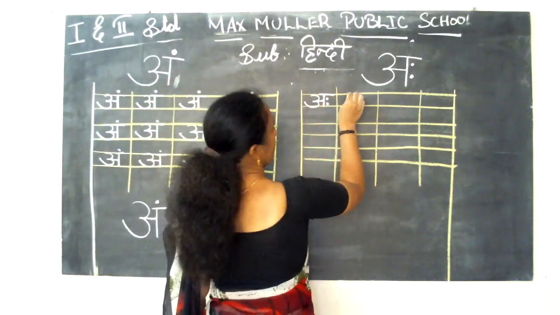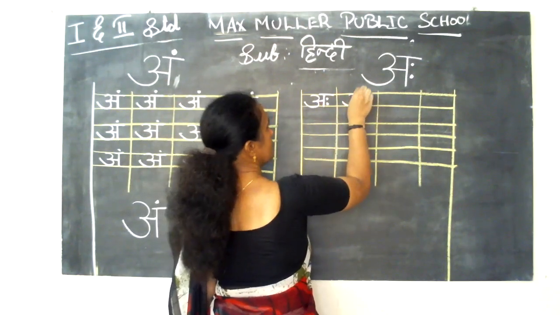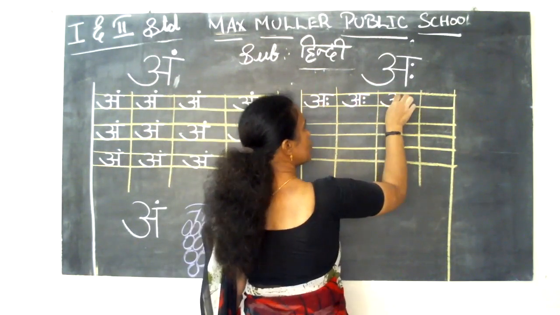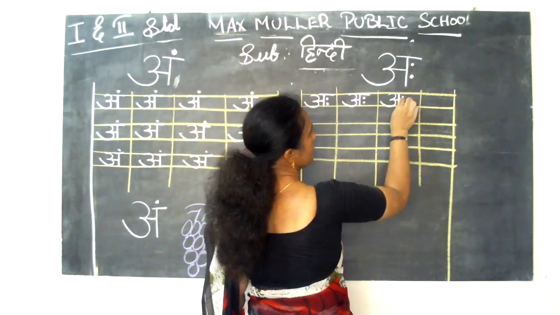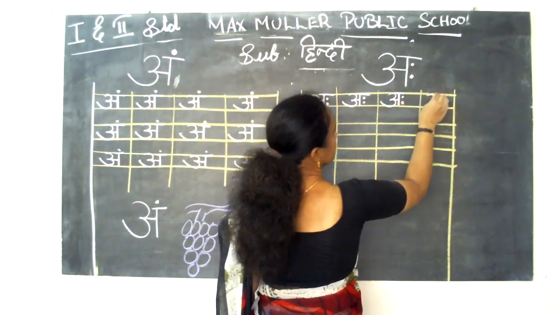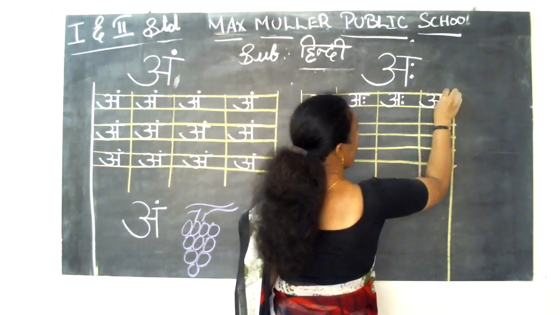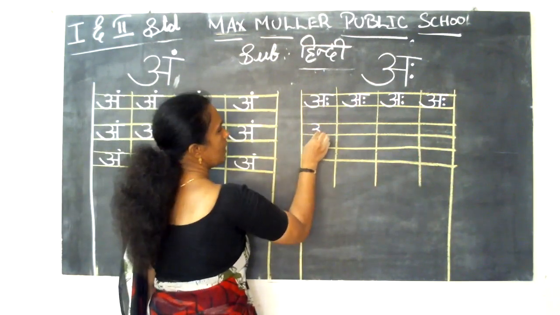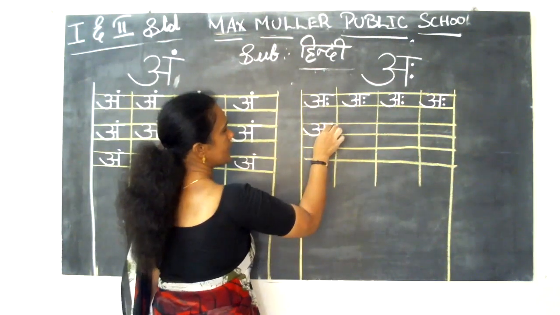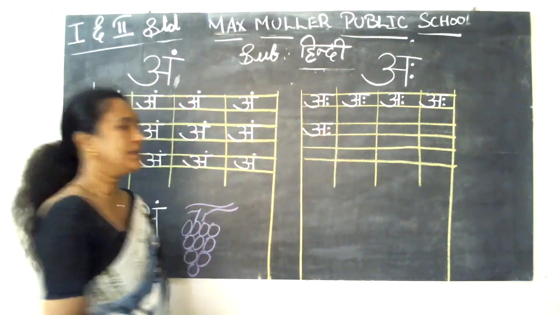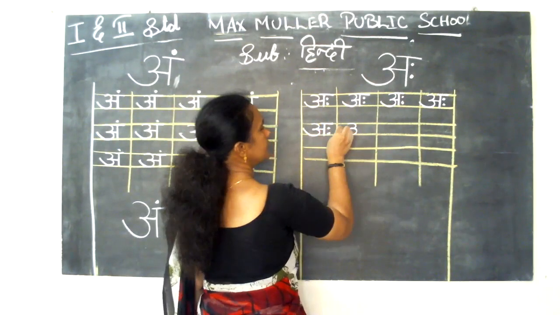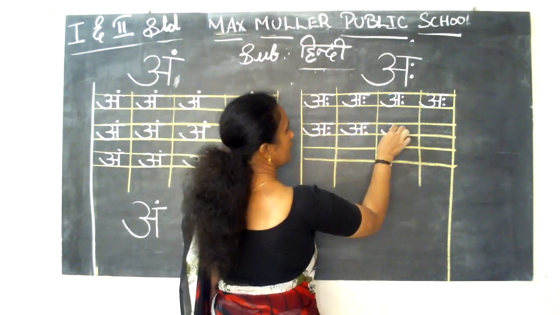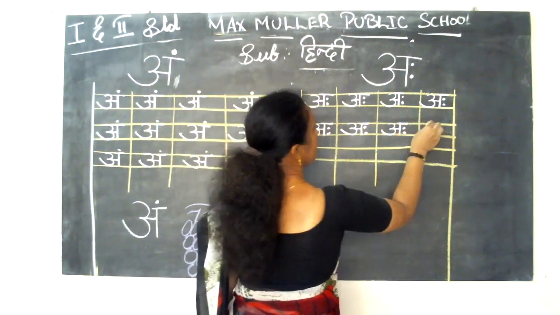Aha, okay, like this. Aha. Don't keep the dots too far. You have to keep the dots next to the line. Aha. Aha, okay, say and write. You have to say and write like this. Aha. Say angur, then aha. Like this, you have to write aha.